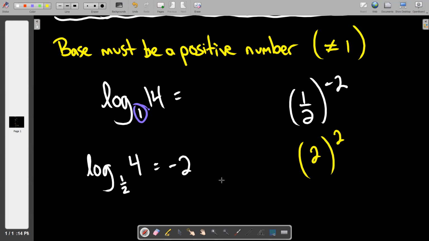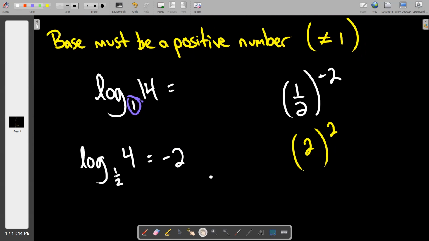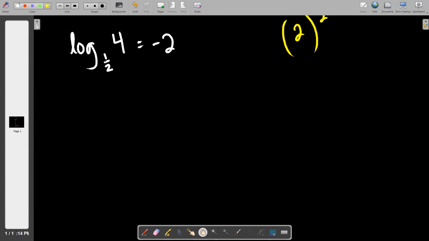So anyways, the base has to be a positive number, not equal to 1. It can be a fraction. It can be bigger than 1. It just can't equal 1. And of course, lumped in with that rule that I just wrote is this: the base can't be 0.